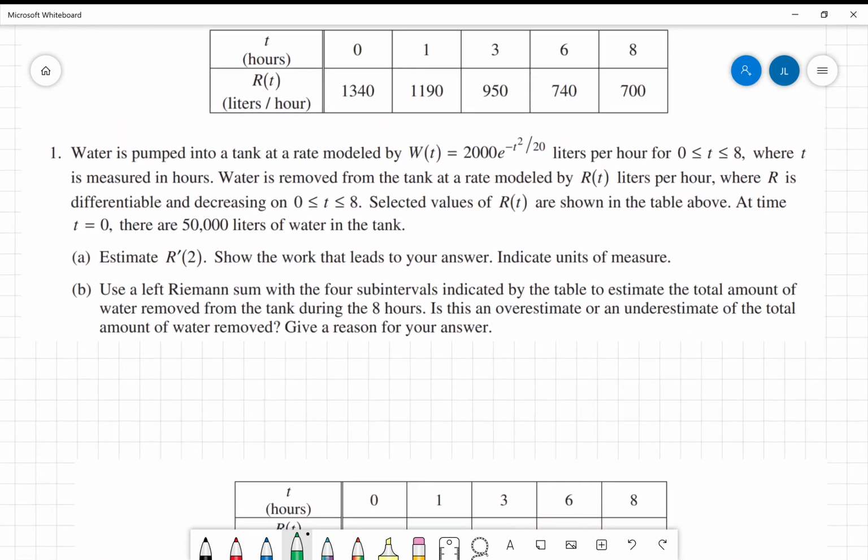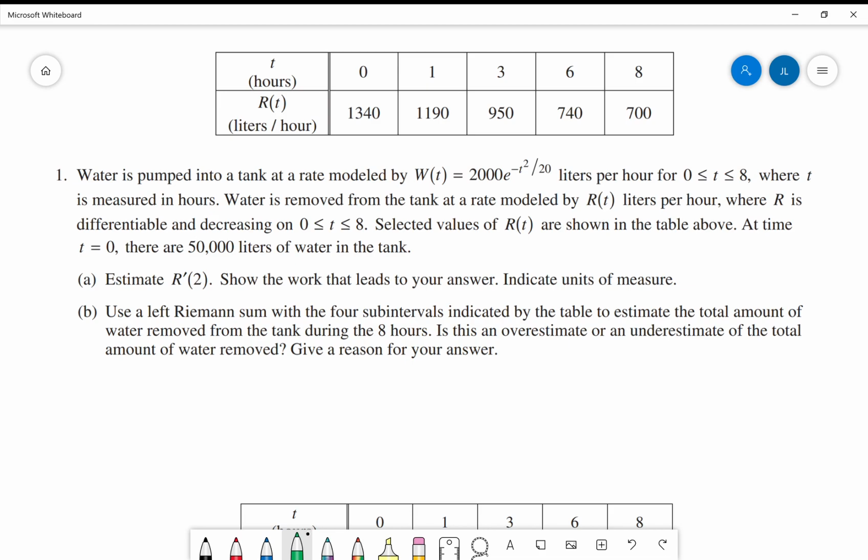Moving on to letter B, it says use a left Riemann sum, think rectangles now, with 4 subintervals indicated by the table to estimate the total amount of water removed from the tank during the 8 hours. If you see the term total amount, immediately in your head you should be thinking of the integral. During 8 hours, the integral is starting from 0 and going up to 8. Inside, we need to find the function that represents the rate at which the water is being removed, and that is R of T.